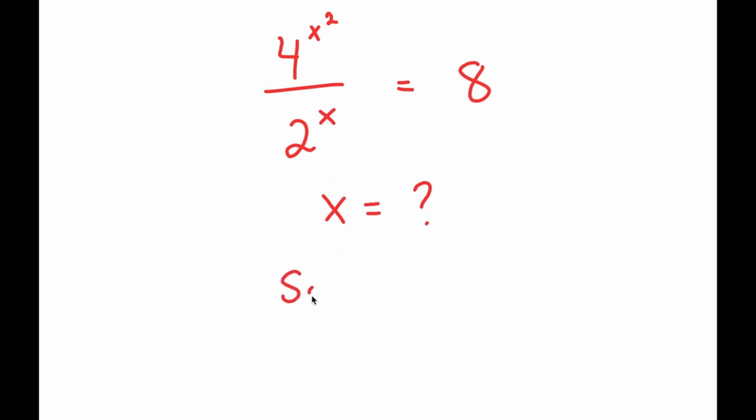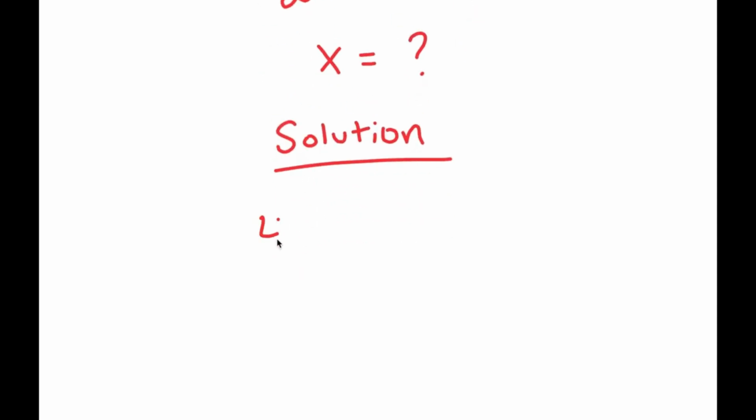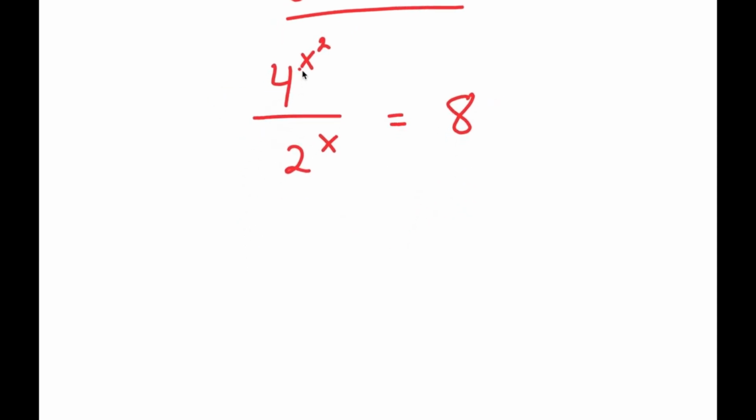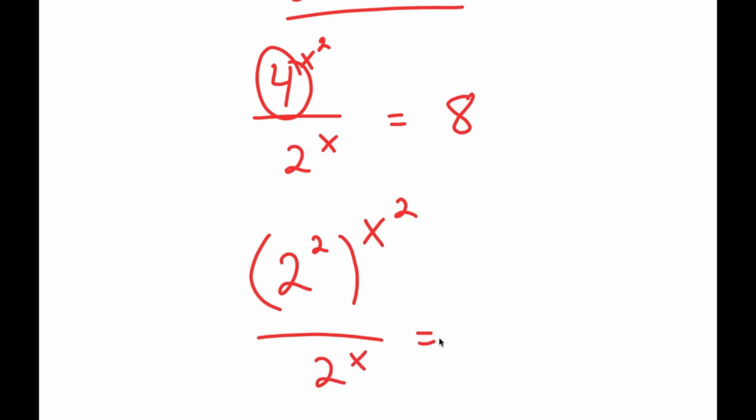Now for my solution, I first start by writing my equation down here. So I have 4 to the power of x squared over 2 to the power of x is equal to 8. And what I'm first going to do is start by rewriting 4 here as 2 squared. So I have 2 squared to the power of x squared over 2 to the power of x is equal to 8.